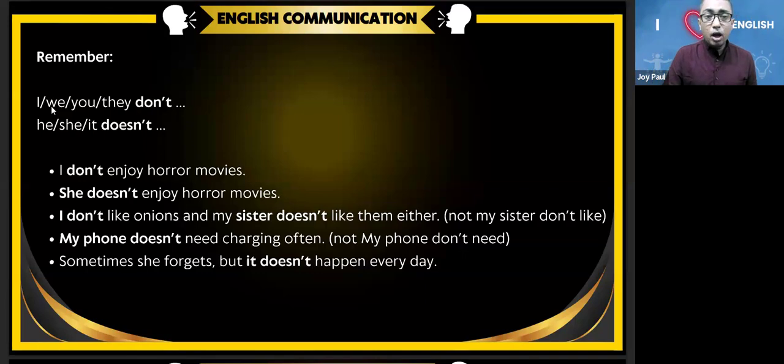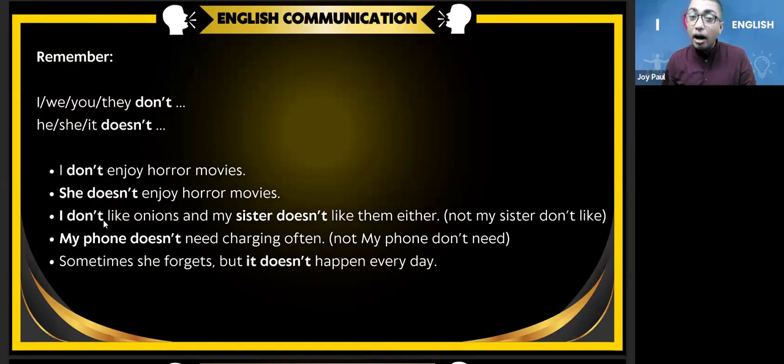So remember, always: I don't, we don't, you don't, they don't. But how to say he don't know? We say he doesn't, she doesn't, it doesn't, Ram doesn't, Rohan doesn't, Rohit doesn't. Clear? So let's see a few examples. I don't enjoy horror movies. I don't. Don't say I doesn't. See, you are practicing many times, so that's why it's becoming a brain tattoo in your mind. You're getting my point? Great. She doesn't enjoy horror movies. She doesn't.